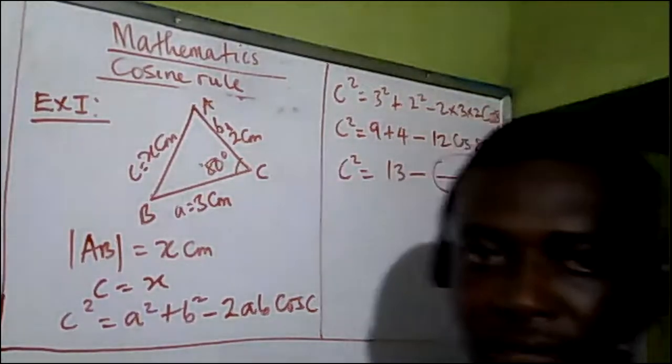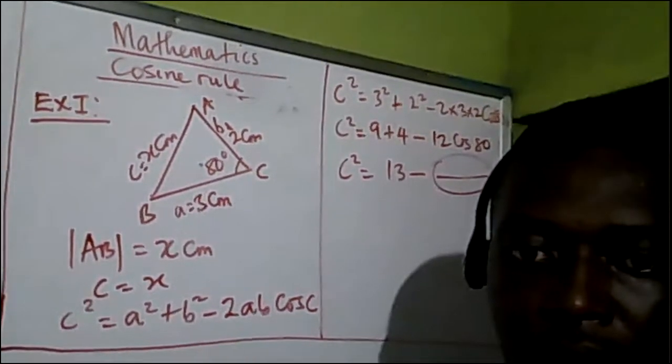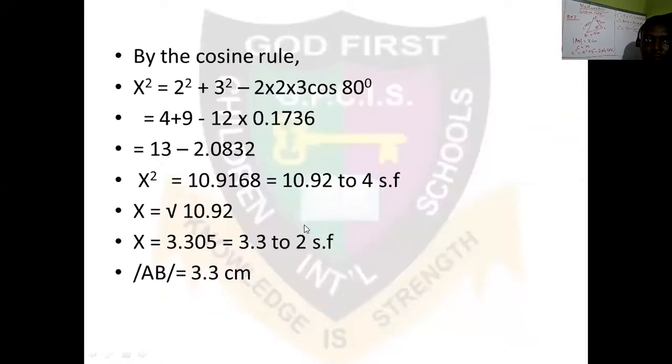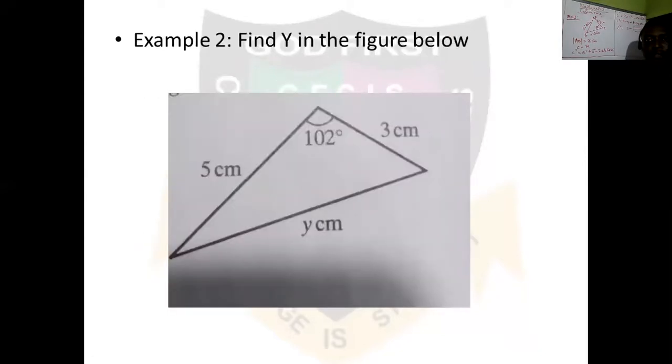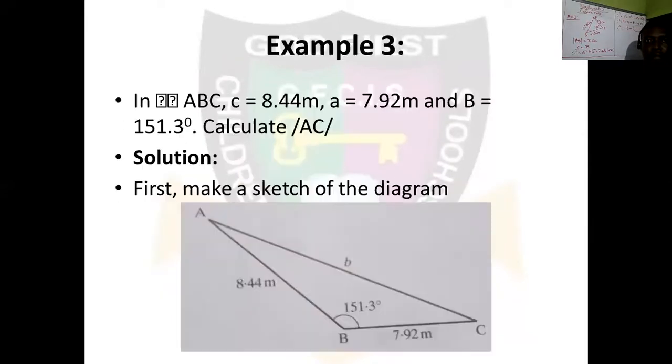So going back to the slide. So this is what we are saying. You get 12 times 0.1736, which will give us 13 minus your answer. x squared is equal to this, the square root to two significant figures is 3.33. 3.33 centimeter to 2 s.f. Okay, moving on to the next one. We've done example 2. So let's see example 3.